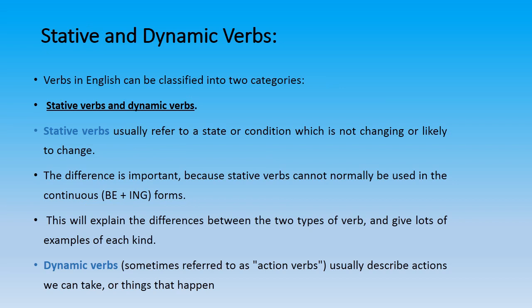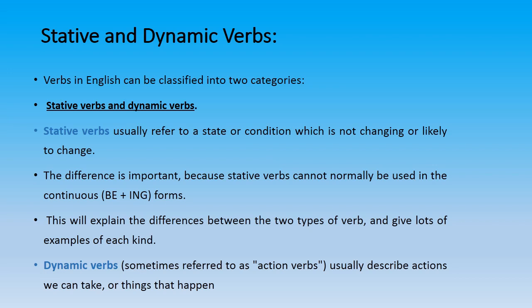There are different types of verb. Stative and dynamic verbs. First of all, we will discuss this type of verbs. Verbs in English can be classified into two categories: stative verbs and dynamic verbs. So stative verbs usually refer to a state or condition which is not changing or likely to change. The difference is important because stative verbs cannot normally be used in the continuous form, like be and ing. This will explain the difference between the two types of verbs and give lots of examples of each kind.